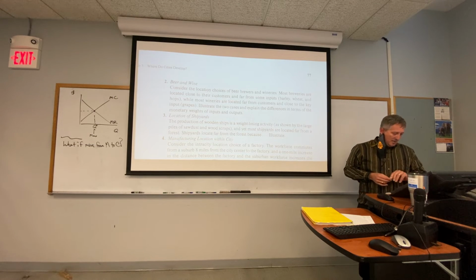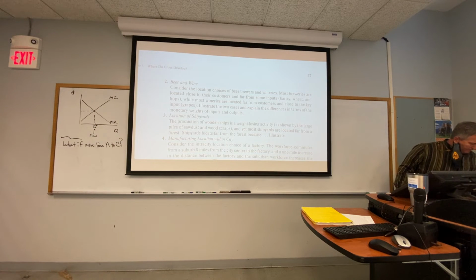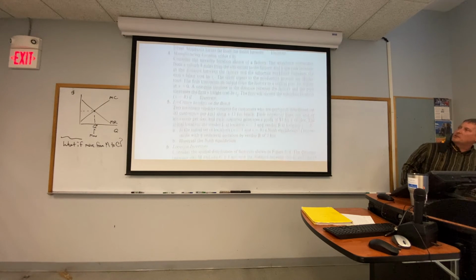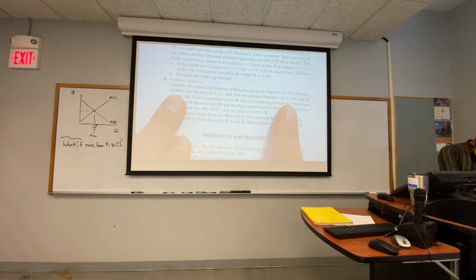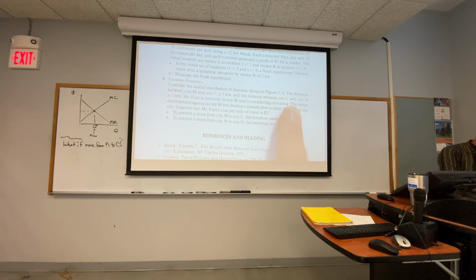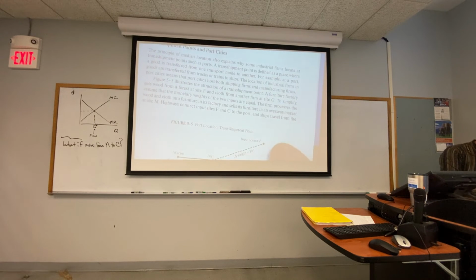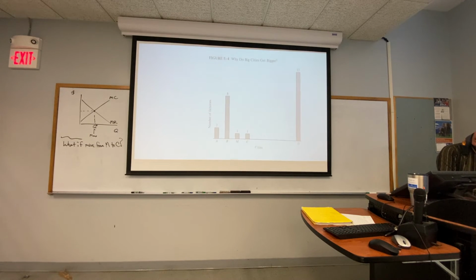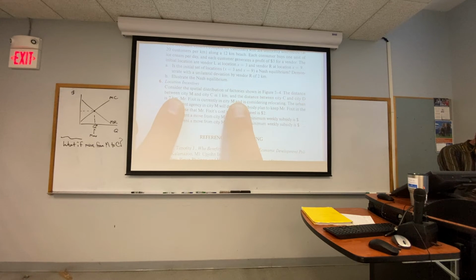Okay. Let's walk through problem 6. Looks kind of fun. Consider the spatial distribution of factories shown in figure 5.4, the one we just had, the one with the 13. So we're back to this one, where the median was the 12. The distance between city M and C is 1 kilometer, and the distance between C and D is 7.